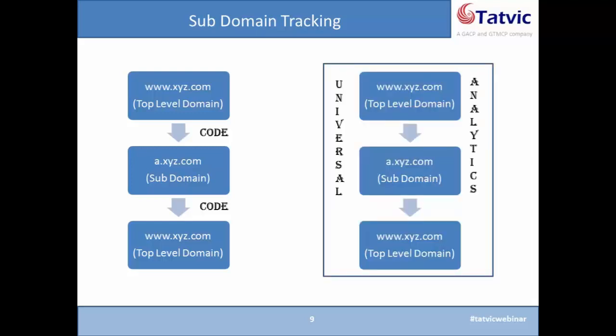But here in Universal Analytics, there is a fantastic inbuilt feature which tracks all the subdomains as a single domain. You do not need to add any code for subdomain tracking in Universal Analytics. For example, if you have a domain called xyz.com and a subdomain called a.xyz.com, the user's cookie will remain consistent across all the subdomains if you are using Universal Analytics. Similarly, to implement cross-domain tracking, you simply add a one-line code compared to the complex cross-domain implementation we used to do in classic Google Analytics.